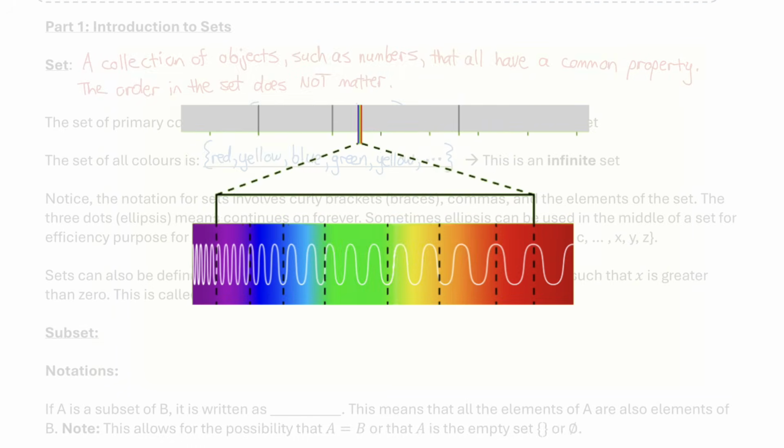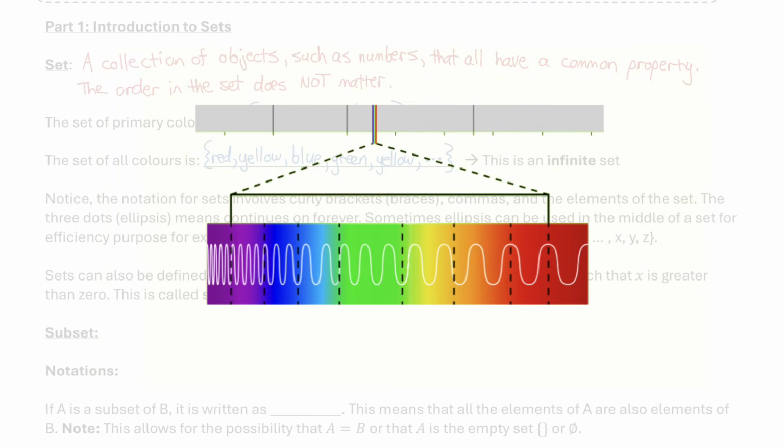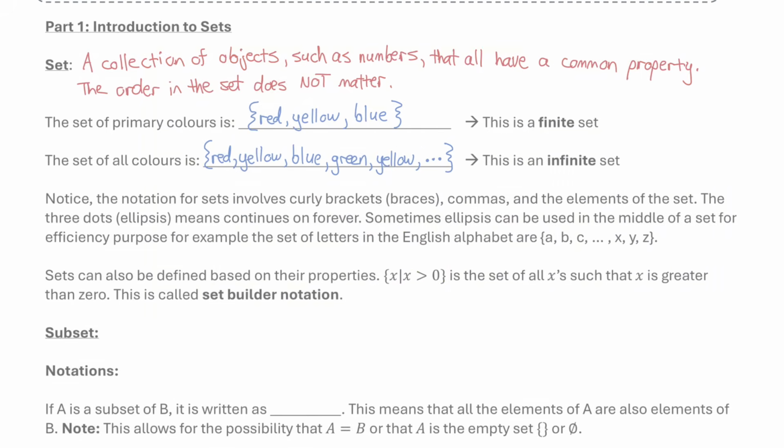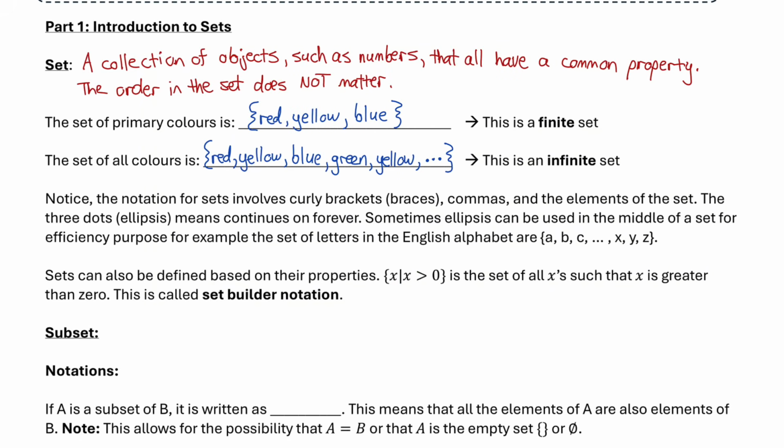The wavelength of visible light falls on a continuous spectrum where technically there's an infinite number of colors possible, which is why it's important for an infinite set to use this ellipsis to show that it goes on forever. And notice when writing those sets, I used curly brackets, or what we call braces, and then I separated the elements with commas. And I mentioned that those three dots means that it continues on forever.